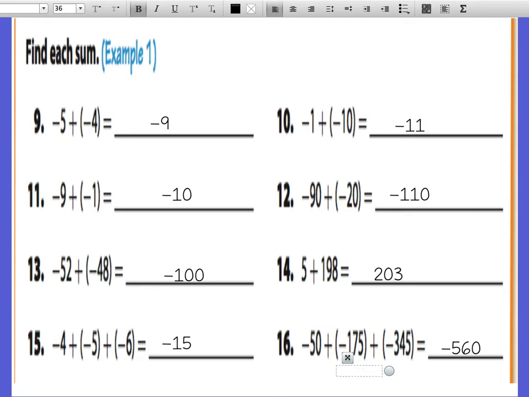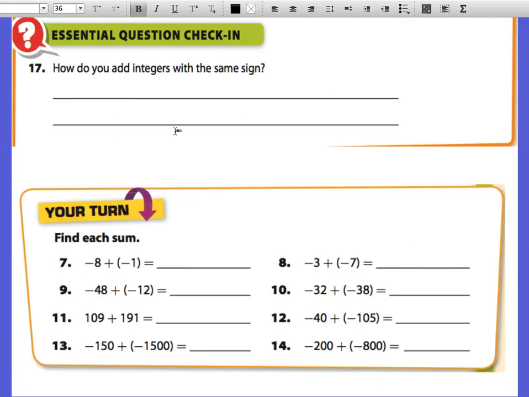All right, so the essential question: How do you add integers with the same sign? What is the process? And this doesn't need to involve the number line, but it could. And I want you to actually tell me, when you use the number line, what does it look like? And when you don't use the number line, what does it look like?